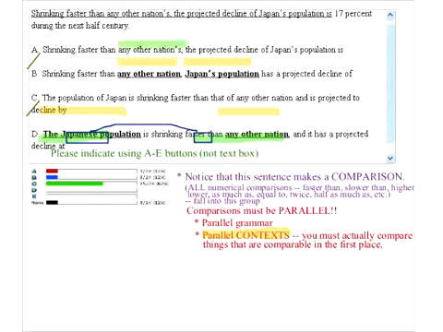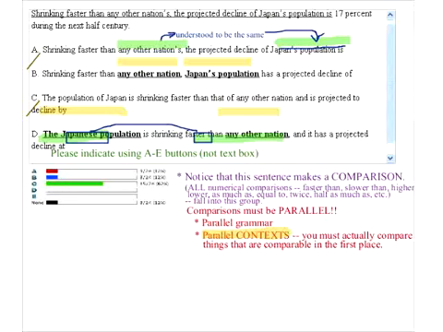Same thing here. You've got any other nations, Japan's population. You can do this sort of elision thing. If you have Japan's population and any other nations, that much is okay because it's understood to be population. Understood to be the same as what's in the other part. So understood to be the same. So that much, this is not the correct answer, but this is not a mistake. And it's okay to say that it's Japan's population by just saying any other nations, apostrophe.